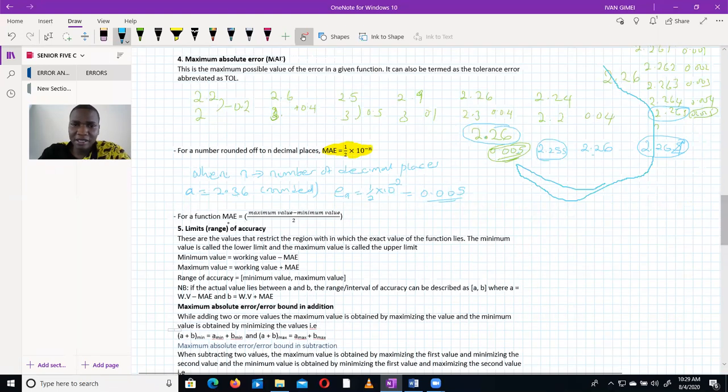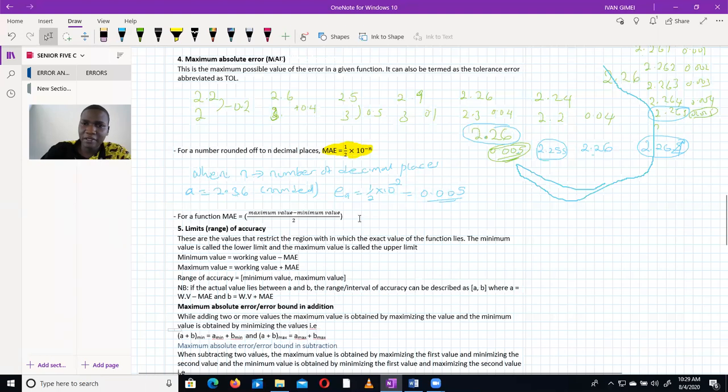Then the other approach is, they may ask you to find the maximum absolute error in a value, like this one, 2.36. We've seen how we find it. It is a half times 10 to the power negative n, where n is the number of decimal places. Now, what if they just give you the maximum value and the minimum value? They say somebody measured and the value was supposed to lie between this and this. They give you the maximum and the minimum. Then they ask you to find the maximum absolute error in that person's value.